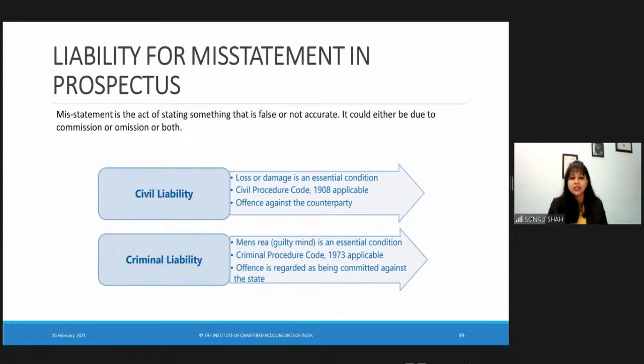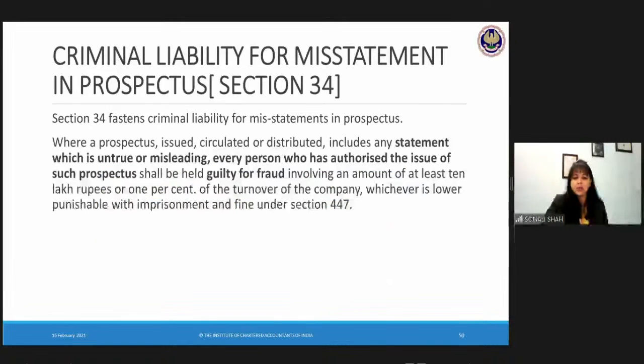That we will understand. Whenever there is a misstatement in the prospectus, Section 34 of the Companies Act fastens a criminal responsibility. Whenever there is a criminal liability, you need to understand there is a concept in IPC which says mens rea. Mens rea means intention, right? So the person has deliberately, with the intent to mislead, included incorrect information. In that case, there will be a criminal liability.